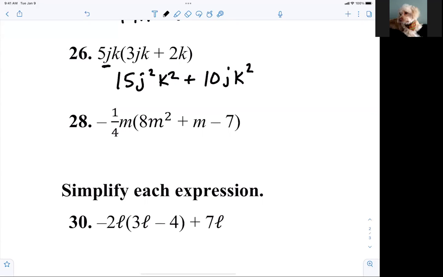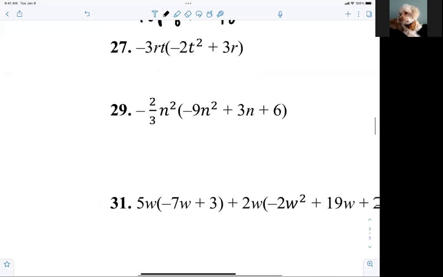Now I need you to look that over and make sure you understand it. Now you know, right? That's why I'm asking you to look it over and make sure you understand it. 15 J squared K squared. Each one of these has 1 as an exponent, so you add the exponents. Yeah, that's 15 J squared K squared, right? You sure you understand that? Yeah. All right, Molly, go.